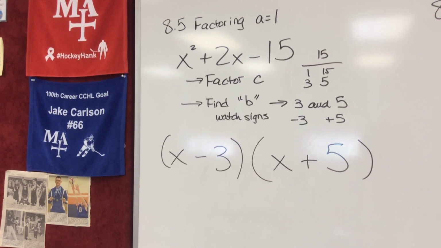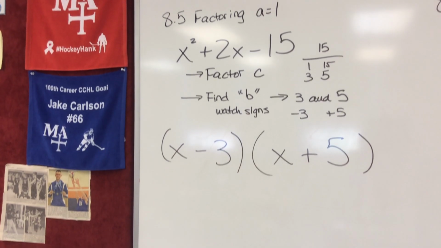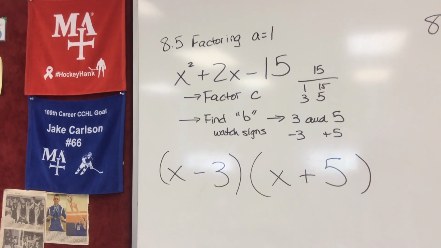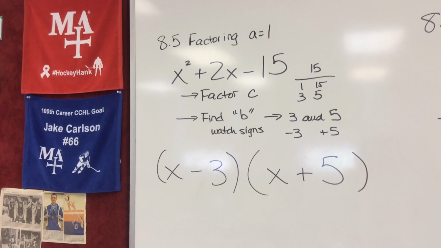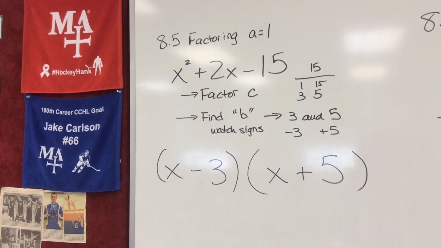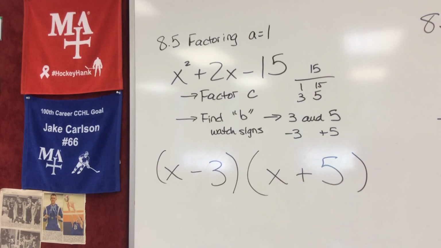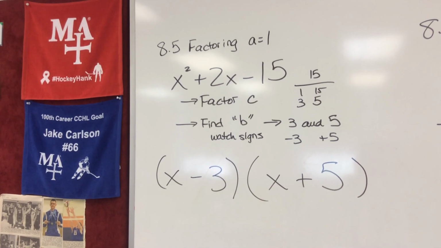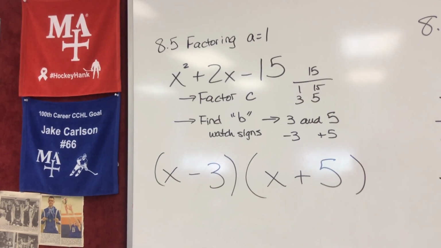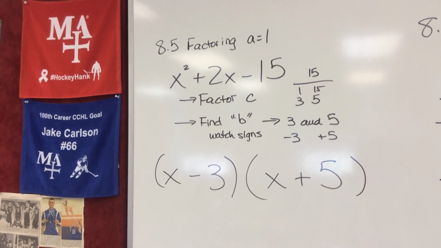And I have to watch the signs, because I see that my c value, 15, is negative, which means my product is negative, which means that one of my factors is going to have to be positive and one is going to have to be negative. Since I want a positive 2 in the middle, I'm going to choose the 5 to be positive and the 3 to be negative. So my binomial is x minus 3, and my other binomial is x plus 5. That is your final answer. If you redistribute those to check your work, you will end up with your original trinomial, x squared plus 2x minus 15.